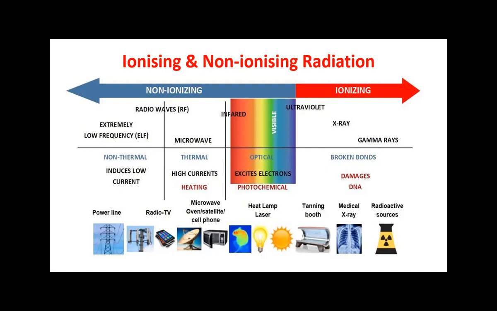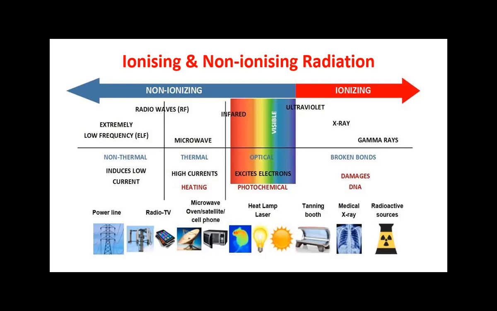Due to radiation, the disease may be cancer. So for that purpose, we must understand what exactly radiation is, what its types are, and how to control radiation exposure. There are mainly two types: ionizing radiation and non-ionizing radiation.